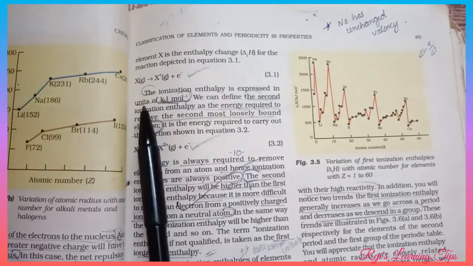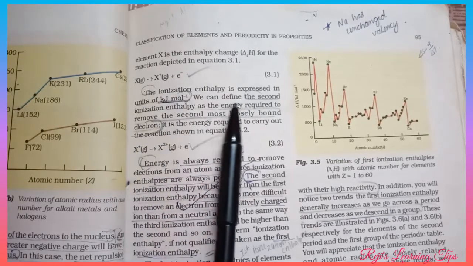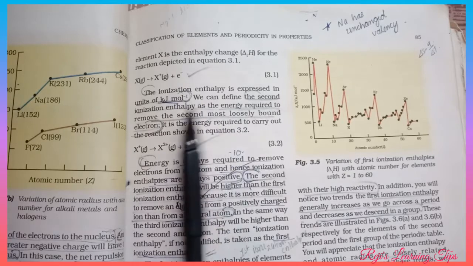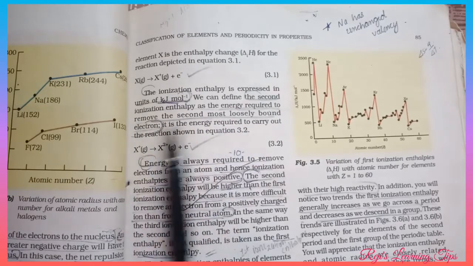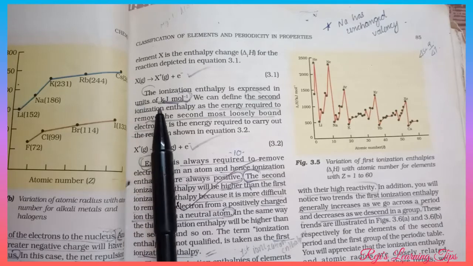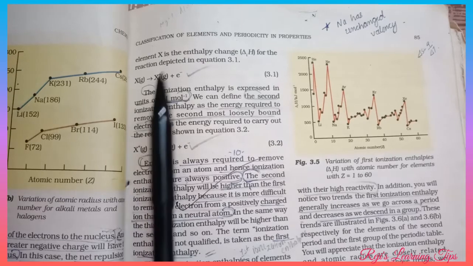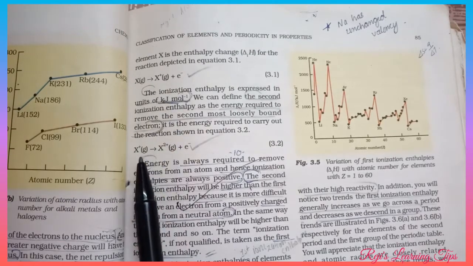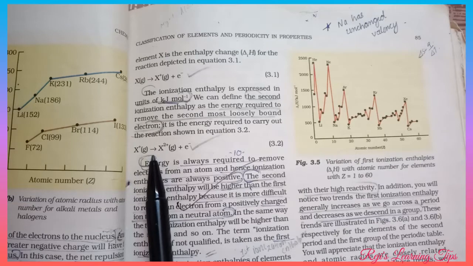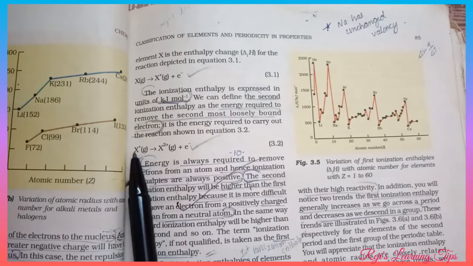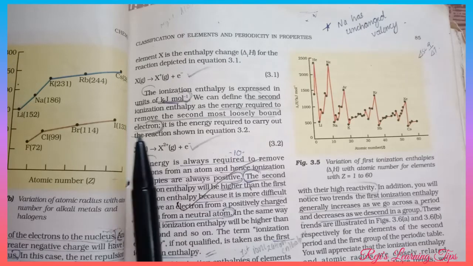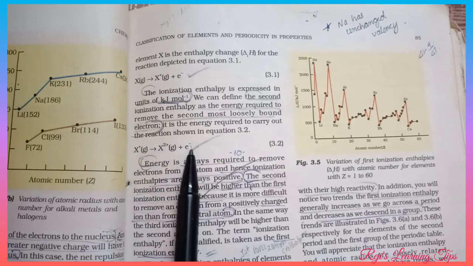The ionization enthalpy is expressed in units of kilojoules per mole. We can define the second ionization enthalpy as the energy required to remove the second most loosely bound electron. First ionization enthalpy is the energy required to remove the first loosely bound electron. Then second ionization enthalpy means the energy required to remove the second most loosely bound electron. Here one electron is already removed, then the second electron is removed from X plus, and we get X2 plus and an electron.